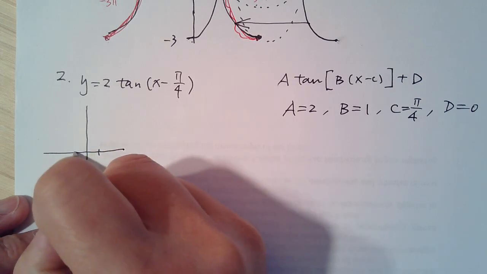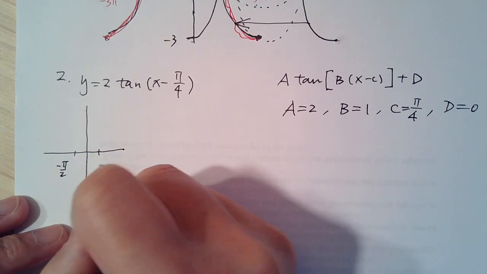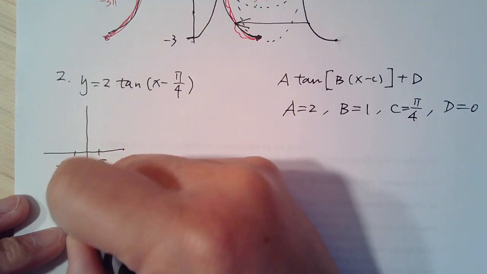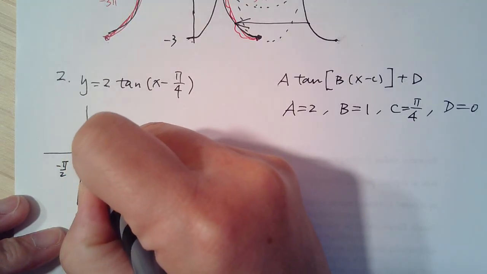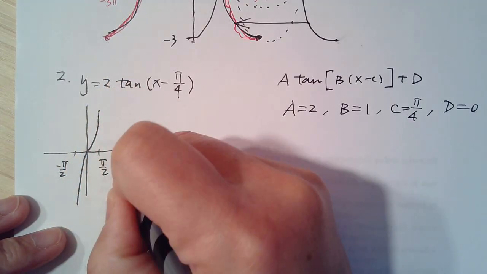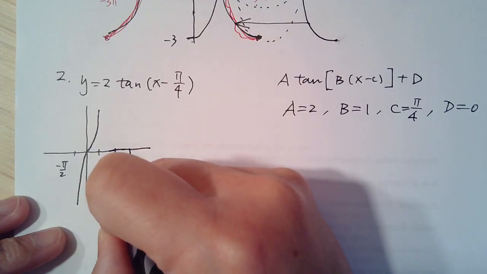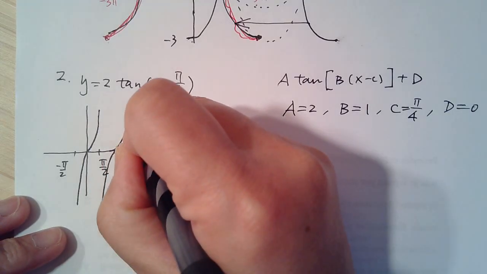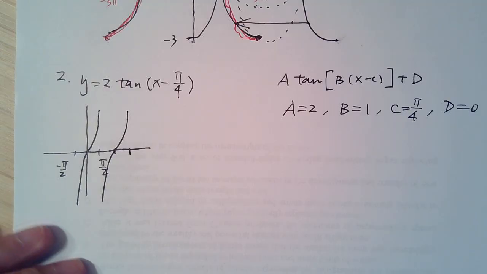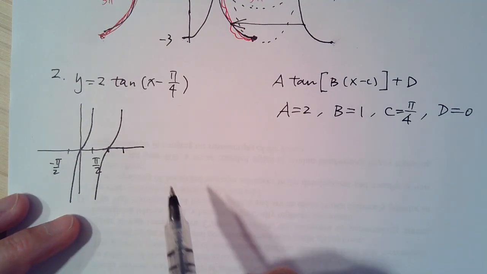Remember the parent function goes from negative pi over 2 to positive pi over 2, and you have something like this. You have asymptotes, right? So here's pi, here's that. So let me just keep going. Okay, that's 2 periods.